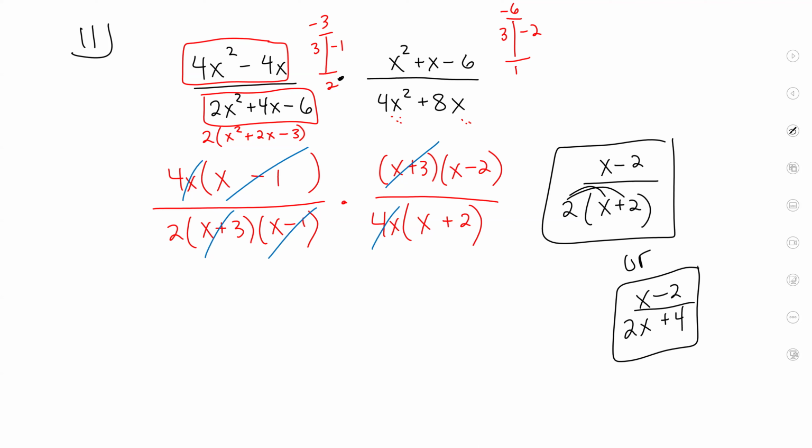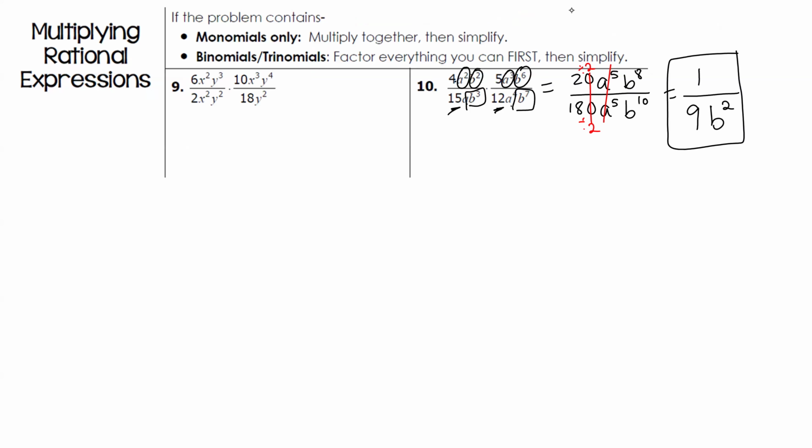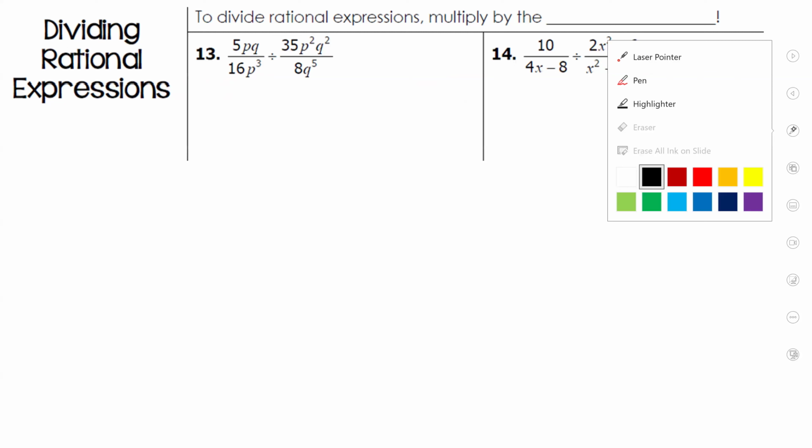Okay, so we know how to multiply. Let's look at division and then we'll be done. Division. Here we go. All right, so to divide rational expressions, multiply by the reciprocal.